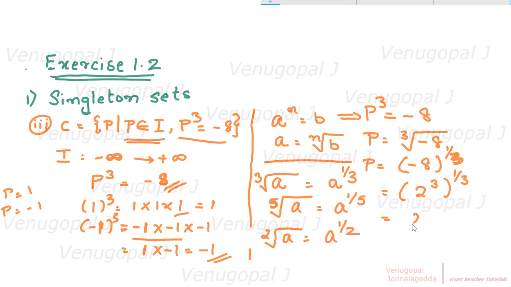So now you have minus 2 raised to 3 into 1 by 3. By the theory of powers, we have 1. So minus 2 raised to 1, and anything raised to 1 is the same number. So here we have a singleton set, which is minus 2, and when it is raised to 3, you get minus 8. So this is also a singleton set.